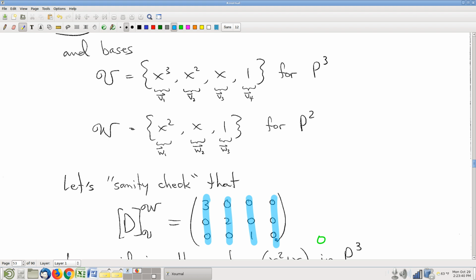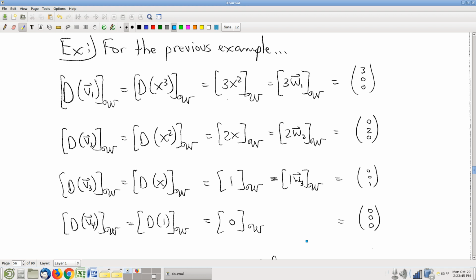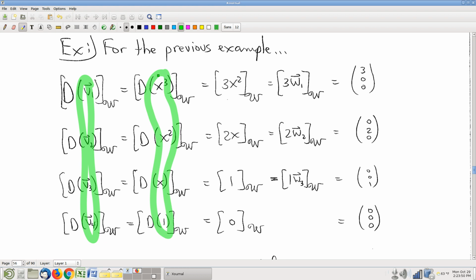So let's see that in action. Our 4 input vectors, V1, V2, V3, V4. There they are. X cubed, x squared, x, and 1. We're taking the derivative of each of those vectors. Well, those are easy derivatives to take, right? I mean, so the derivative of x cubed is 3x squared. The derivative of x squared is 2x. The derivative of x is 1. The derivative of 1 is 0.